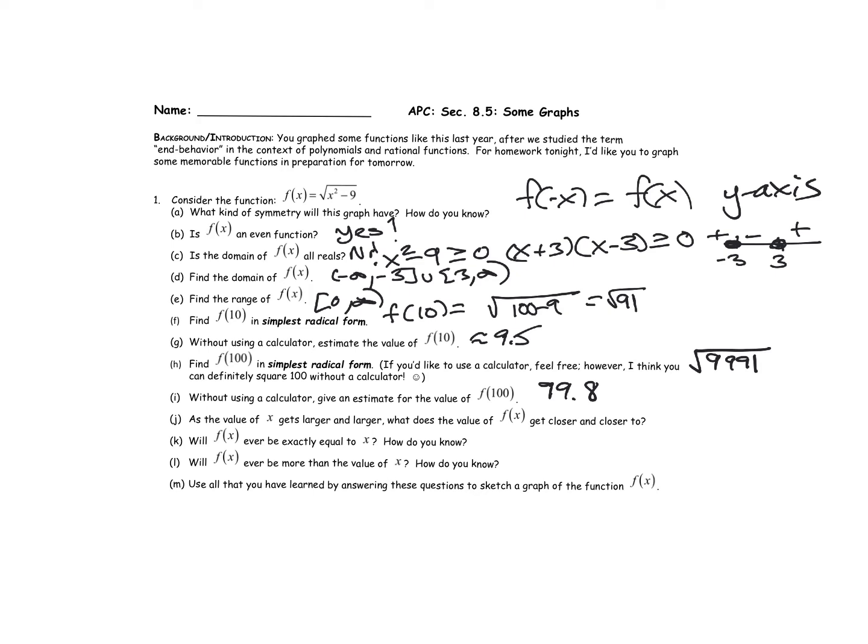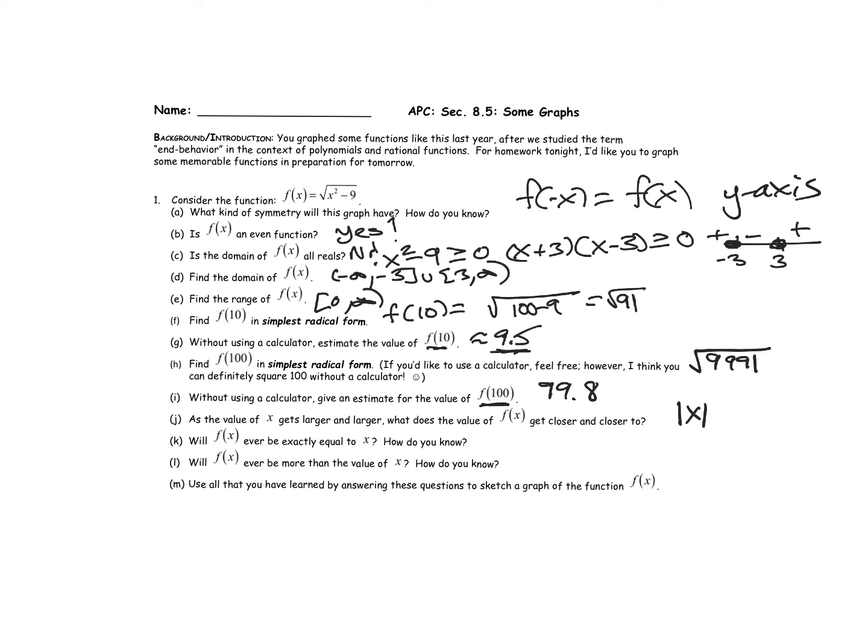As the value of x gets larger and larger, what does that value of f of x get closer and closer to? Well, if you see what's happening here, it's getting closer and closer to the absolute value of x. Notice how f of 100 was super close to 100, and same with f of 10, super close to 10, and the same would be true if I put in negative 10, and same with negative 100 because it's even. So that's why we say the absolute value of x.